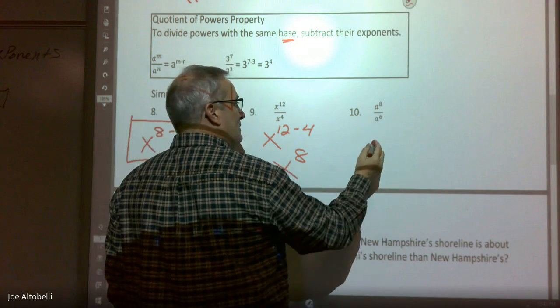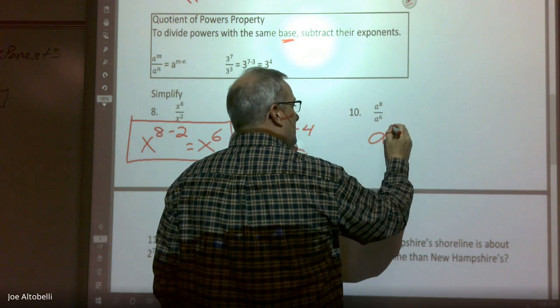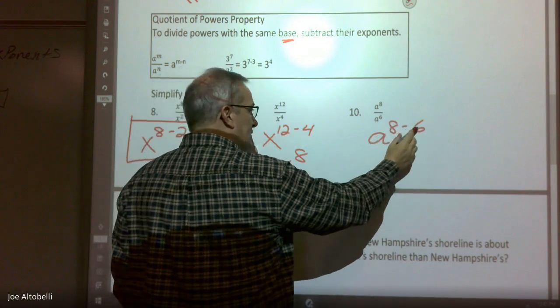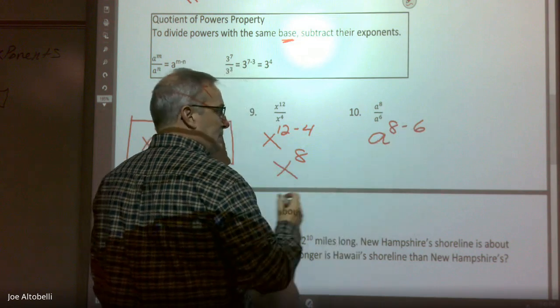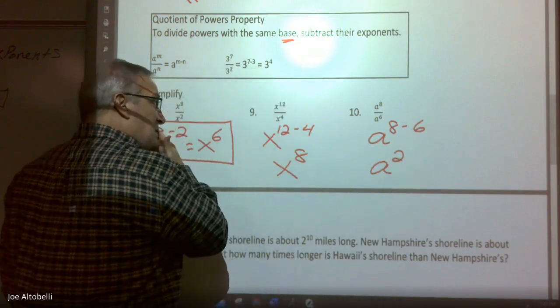A to the 8th divided by a to the 6th is going to be a to the 8th minus 6. When dividing, I minus my exponents. And that gives me a to the 2nd.